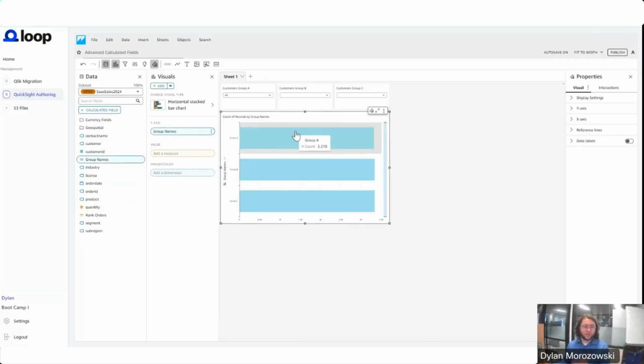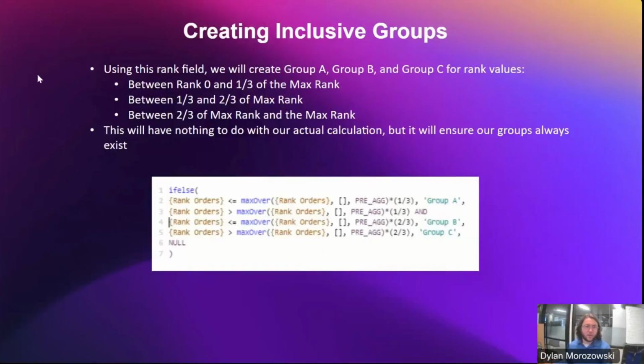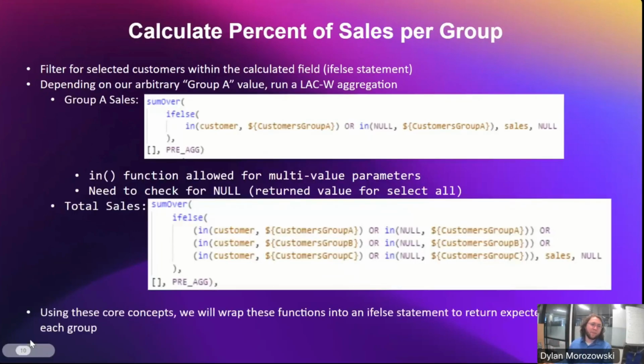So now we want it to do something. I think we actually want to jump back. Let's go ahead and look. So we made our inclusive groups, we added them to the visual. Let's keep chugging forward. So now we want to actually get that percent of sales value for each group.